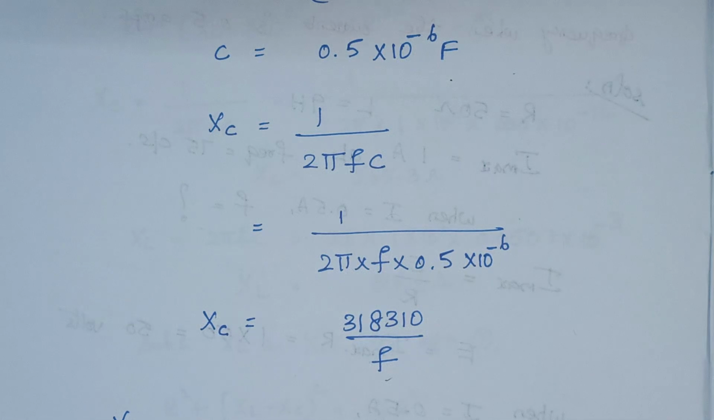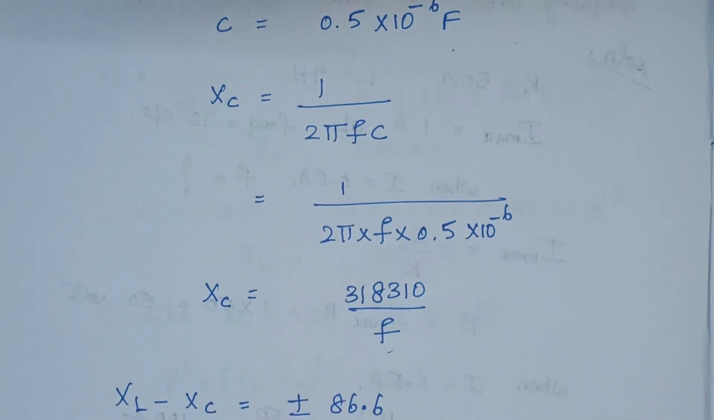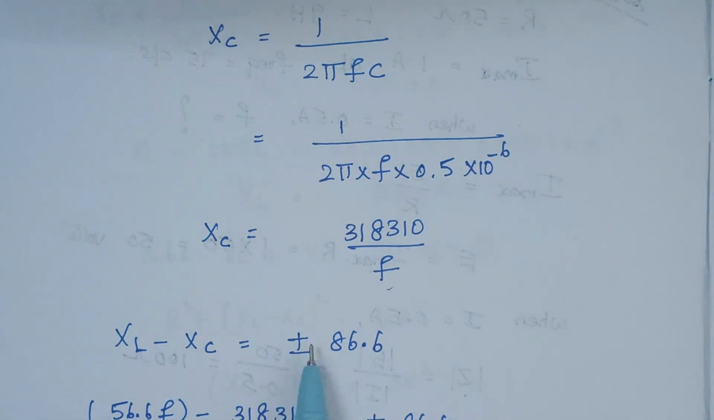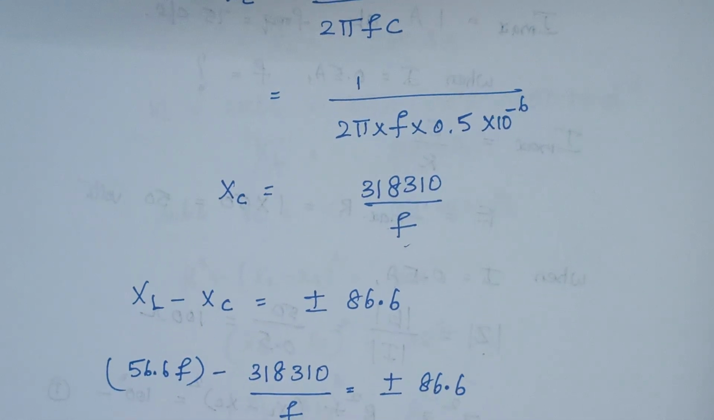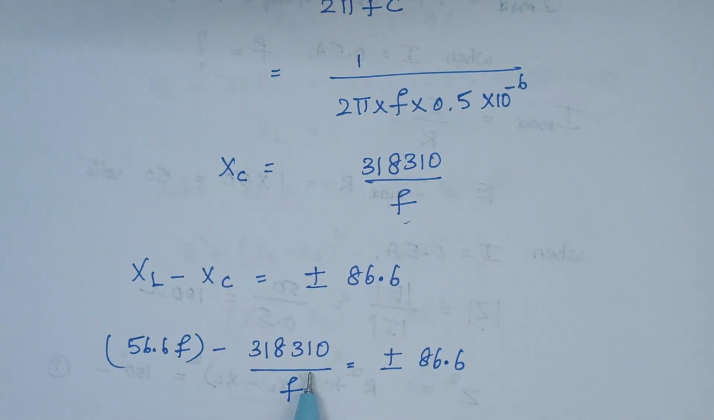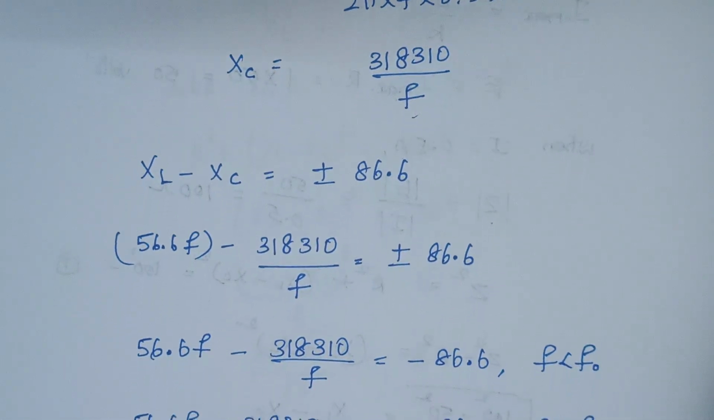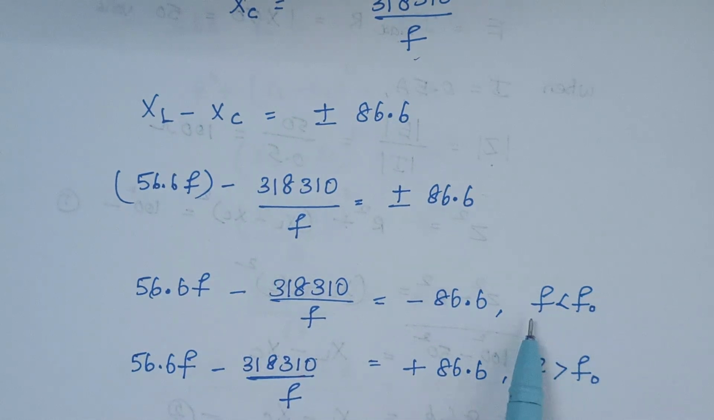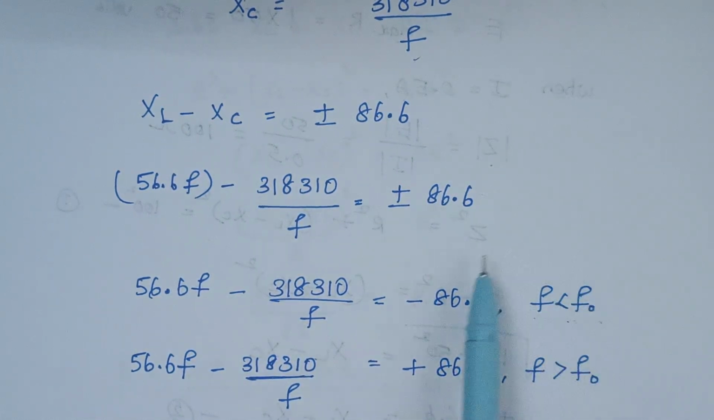Right. So, we had framed an expression for XL minus XC, which is equal to plus or minus 86.6. So here, just substitute the values of XL and XC, right? Here you see we are having two values, that is plus or minus, right? So when the value of F is less than F naught, we are considering the minus sign. When the value of F is greater than F naught, then we are taking it as a plus here, right? So now we are going to analyze both the situations.